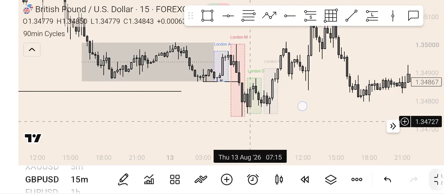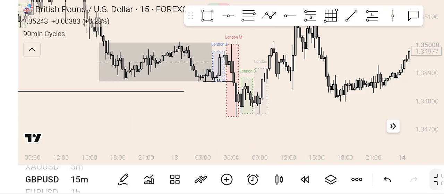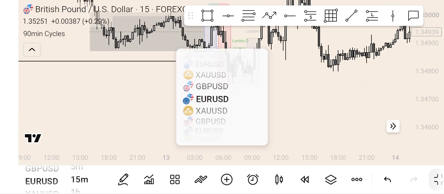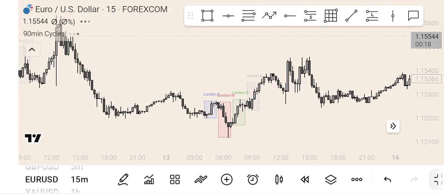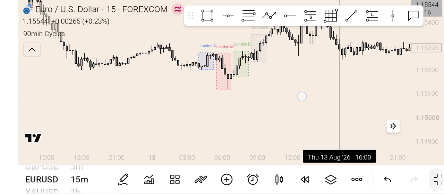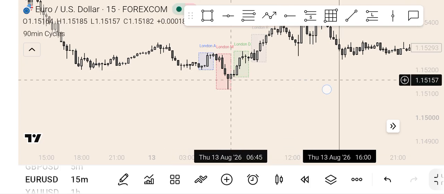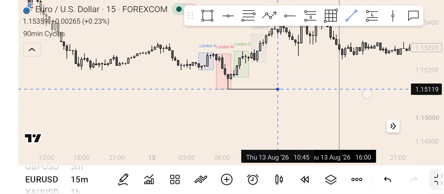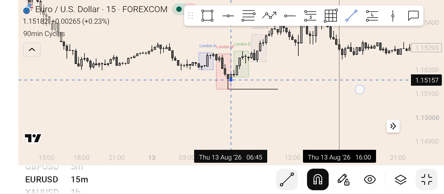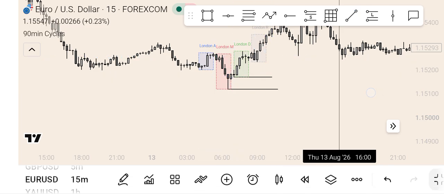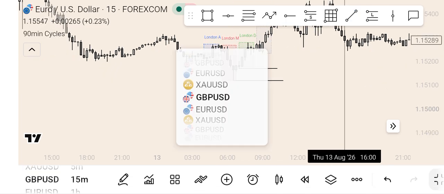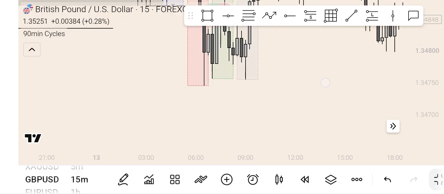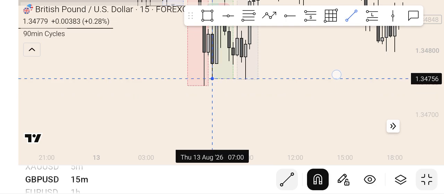Okay, now let's go and find an SMT. Let's go over to GBP USD. The same yesterday's price action. You can see that this low got wiped out. This low was not wiped out. This low was not wiped out. What happened? You can see that. Remember on Euro USD, this low.